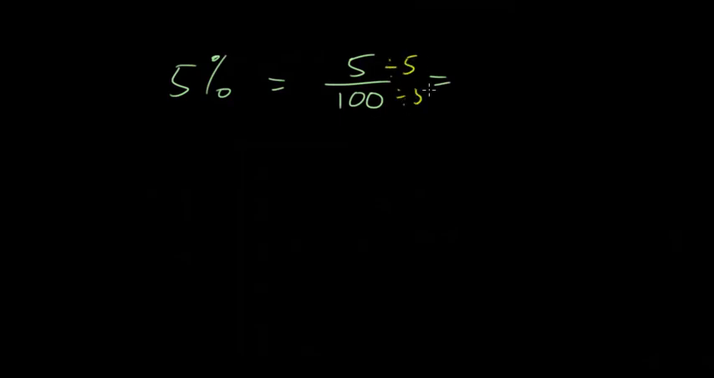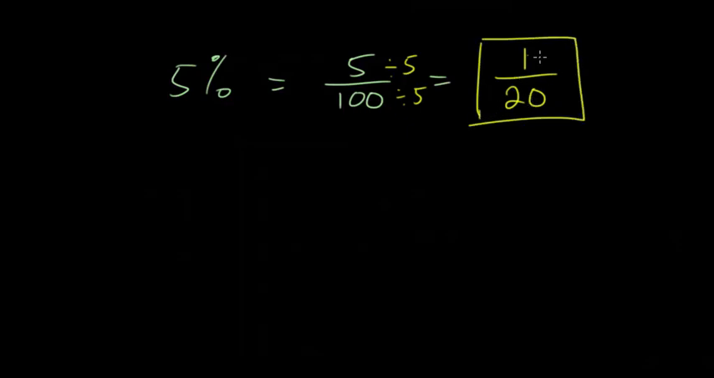Let's say we have a single digit percent. Let's say we have 5%. And so we'll write this as 5 divided by 100. And both 5 and 100 are evenly divisible by 5. So we can divide them each by 5. 5 divided by 5 is 1. 100 divided by 5 is 20. So 5% is just 1 over 20.